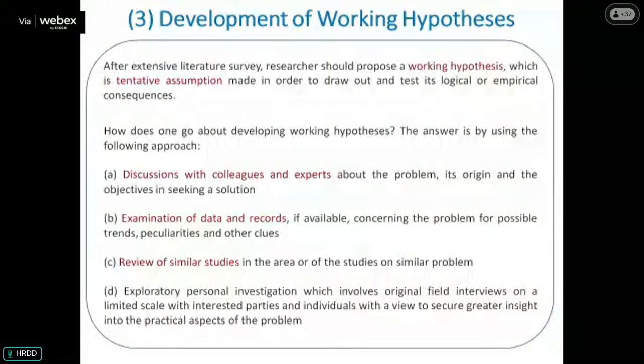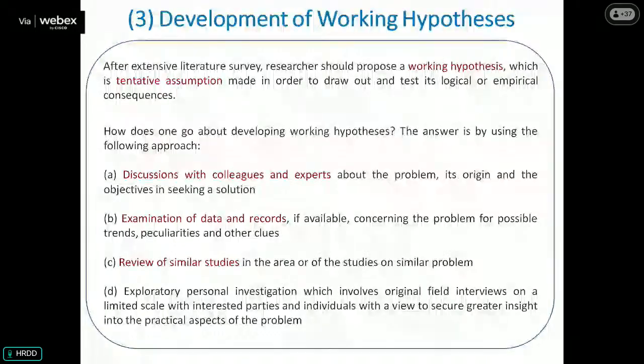This hypothesis is what you will be working on throughout your PhD period. So what approach will you follow? How does one go about developing the working hypothesis? The answer is using the following approach.